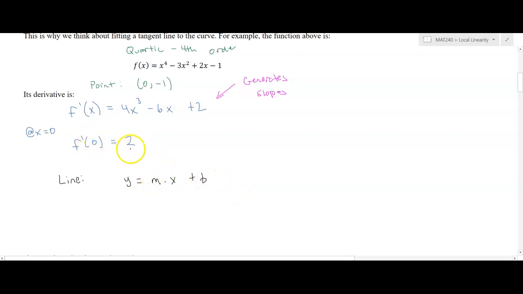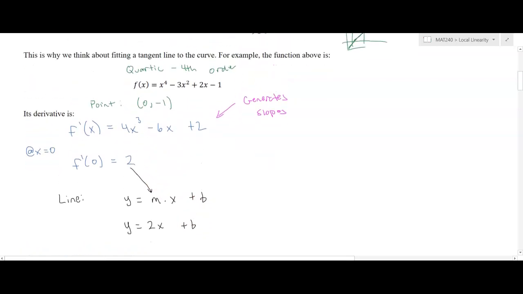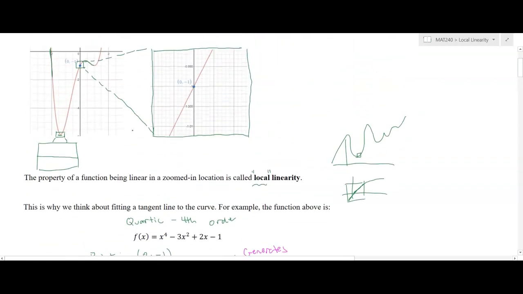And so we know now that the slope of that line is going to be 2. So we can say that y is equal to 2x plus b. But we don't yet know what vertical intercept this should have. In other words, where would this line actually cross the y-axis? Well, it's pretty evident here that it's going to cross at the point (0, -1).